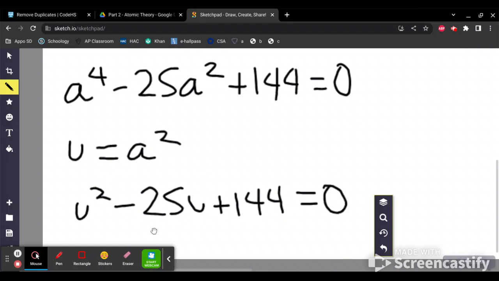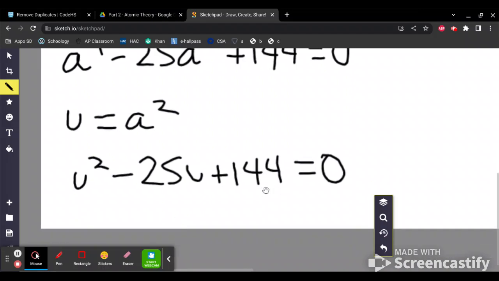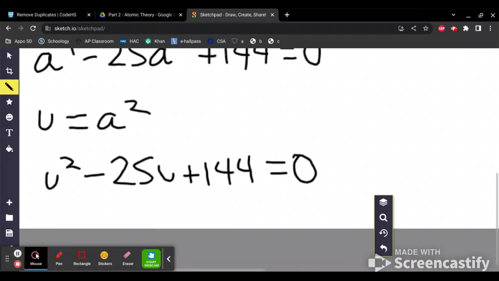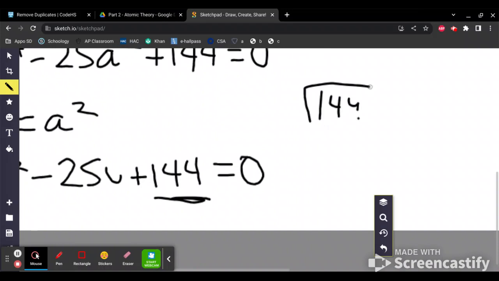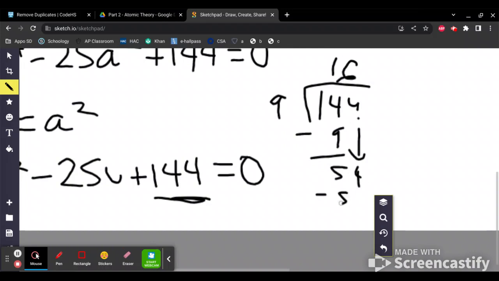We've got to factor this now. Find two terms that add to negative 25 and that multiply to 144. That is not the most fun task in the world, but we can find the factors of 144. Let's say we want to divide this by 9, right? 144 divided by 9 is equal to 16. So we know that 16 times 9 equals 144.